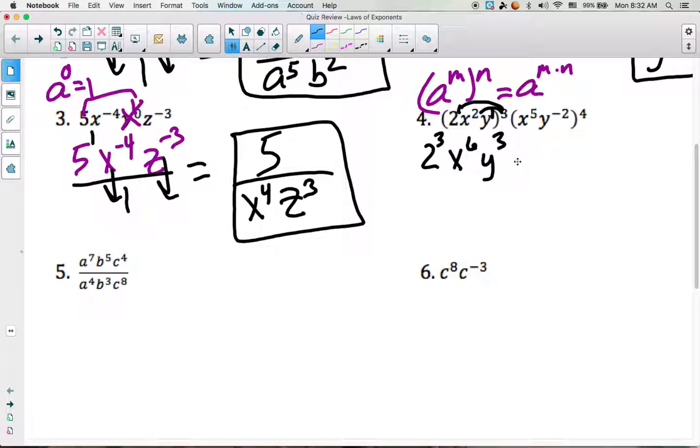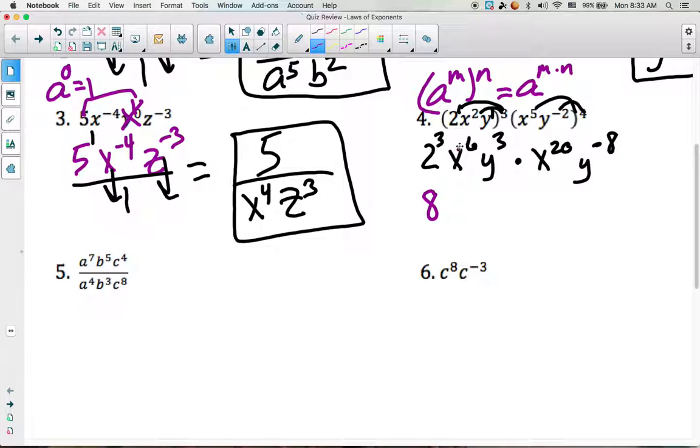So I'm going to take that times, and then over here we're going to keep the x, and we'll go 5 times 4 to get 20. Keep the y, we'll go negative 2 times 4 to get negative 8. And now we have a multiplication problem. So I'm going to go 2 to the 3rd, that's 2 times 2 is 4 times 2 is 8.